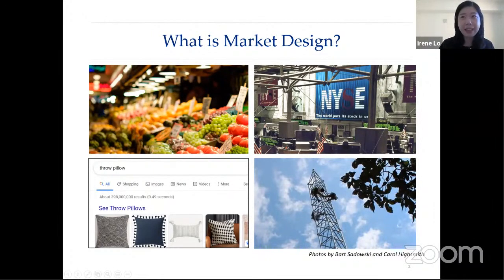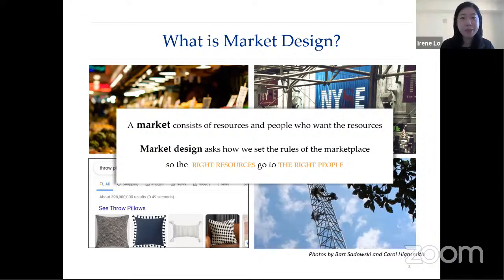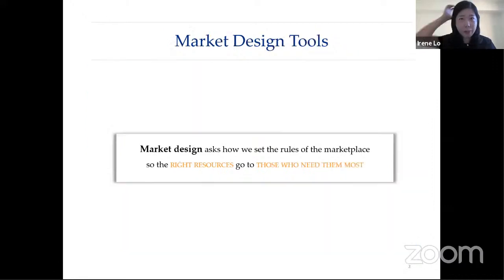But for the purposes of today, I want you to think of a market as a place where there are things and there are people who want the things. Market design asks how we set the rules of the marketplace so that the right things go to the right people. And why does this use both economics and computer science algorithms?